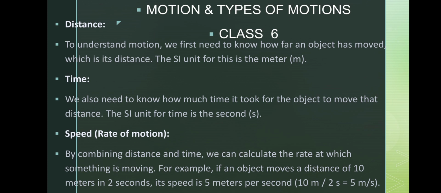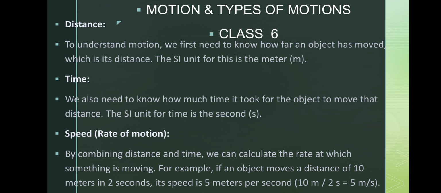Now, what is distance? To understand motion, we first need to know how far an object has moved, which is its distance. The SI unit for this is meter. Then time: we also need to know how much time it took for the object to move that distance. The SI unit for time is the second.